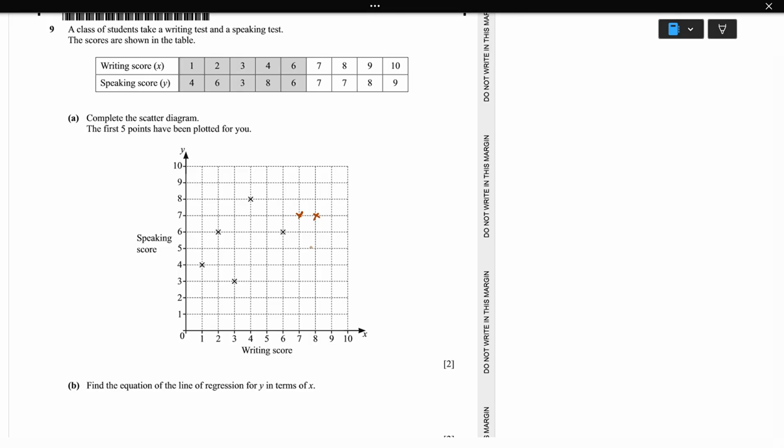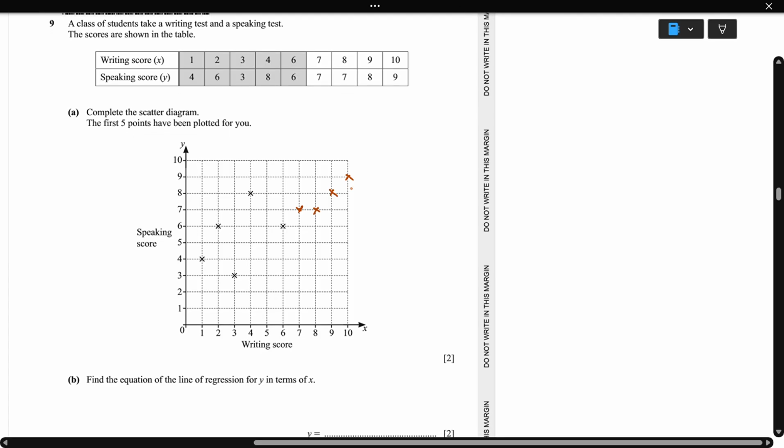The next is going to be 9,8. The next one going to be 10,9. Okay, so 4 points were plotted here.